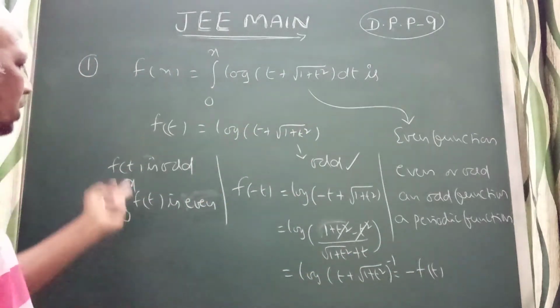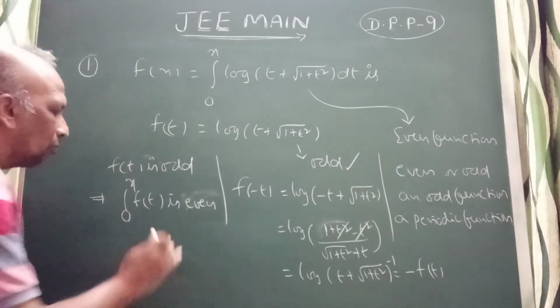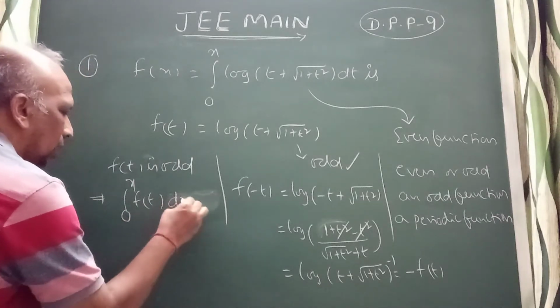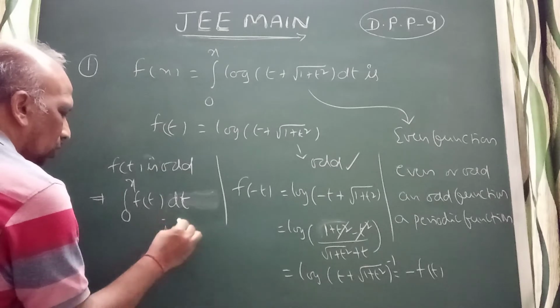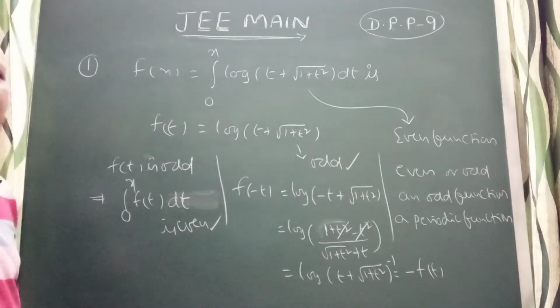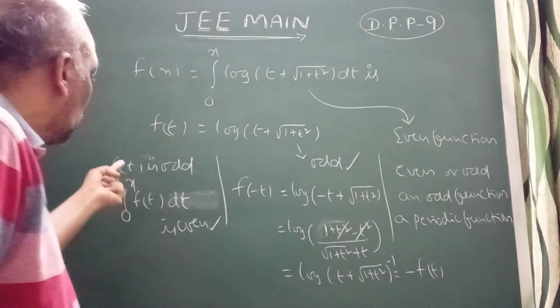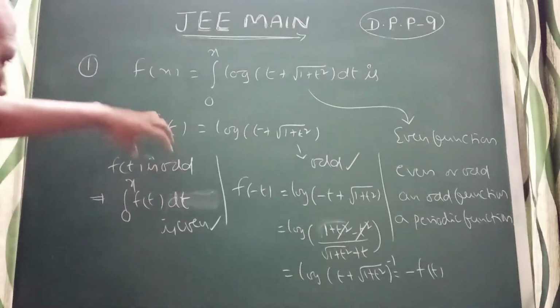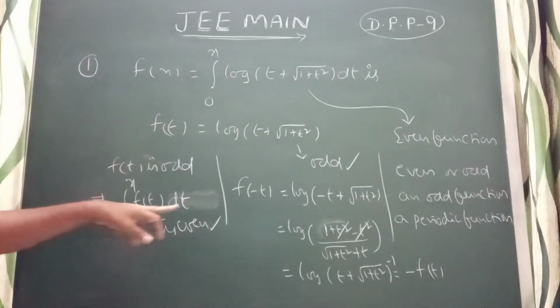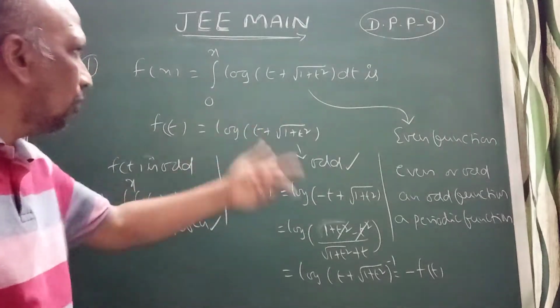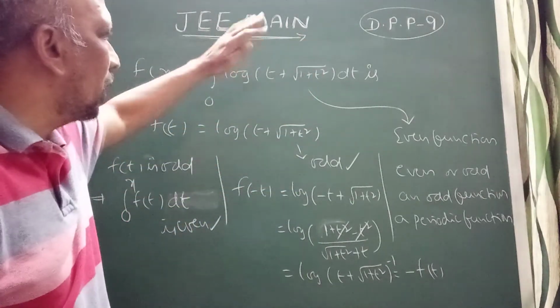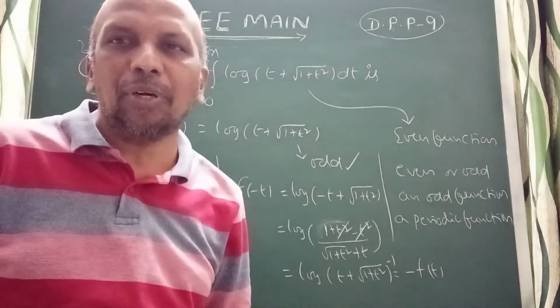So that is the reason the integral 0 to x of f of t dt is an even function. When f of t is odd, the integral 0 to x of f of t dt is even. In the same way, this is an odd function, so the integral 0 to x of f of t dt is an even function.